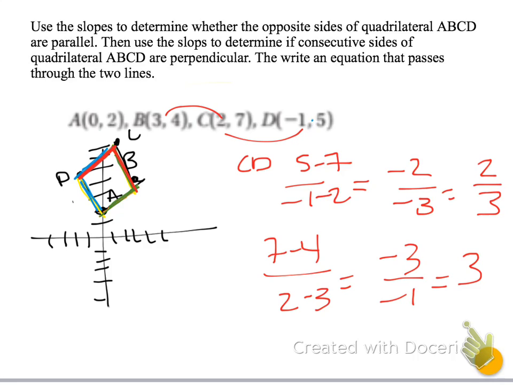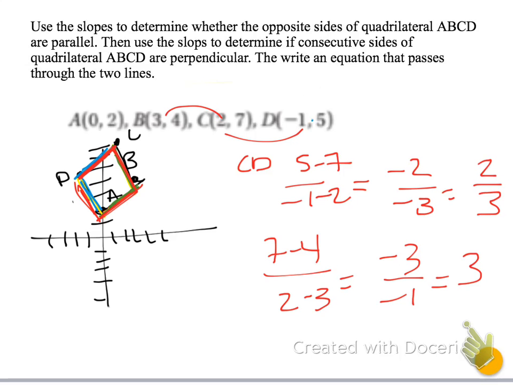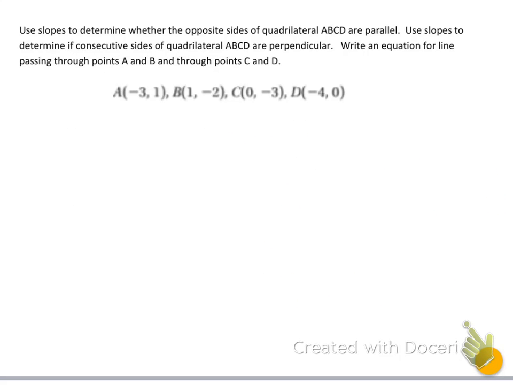Okay, and then there's another set that you can do. You could do this one and this one. Okay, so use the slopes to determine whether the opposite sides, so we're going to do the same thing again. So let's graph them.